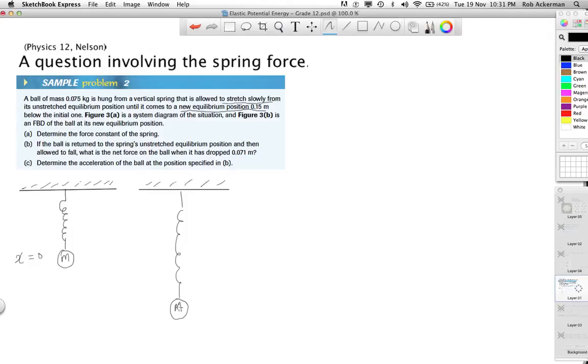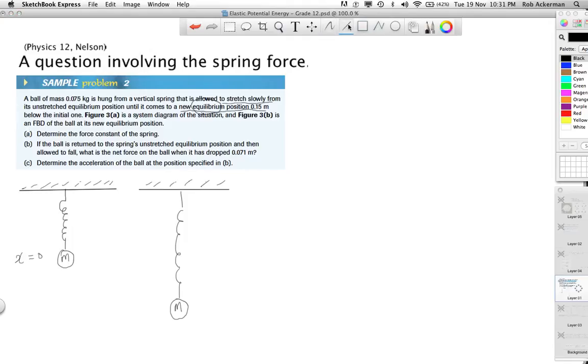And now let's think for a minute. If you allow something to slowly fall, that means you can't just let go of the mass. If you let go, it's going to start falling and bouncing up and down like this. So you've got to take your hand and slowly lower it until it kind of settles into a place where it's in equilibrium. Okay, why is it in equilibrium?